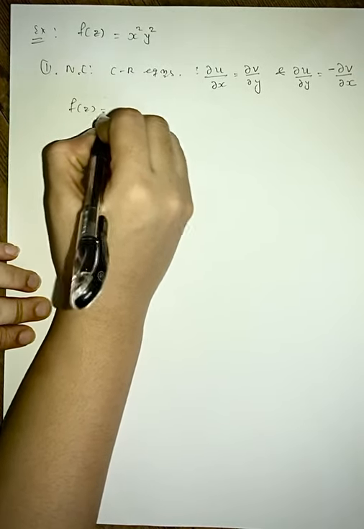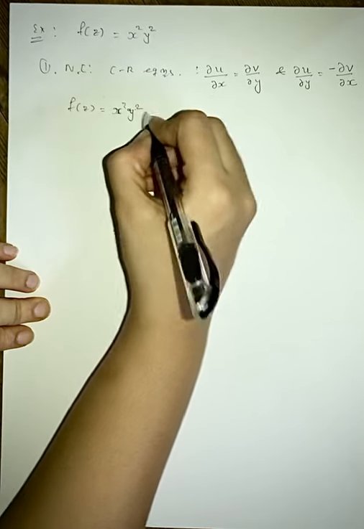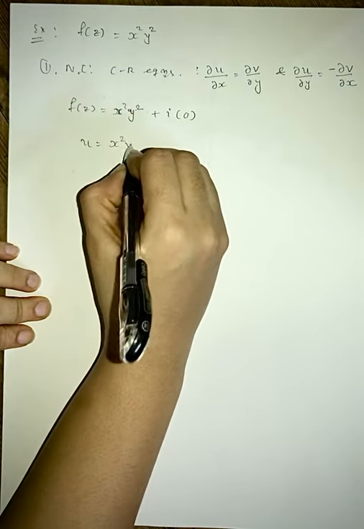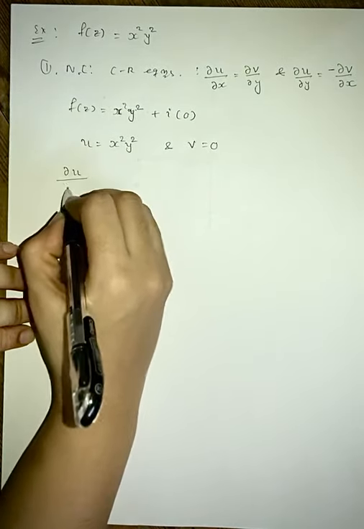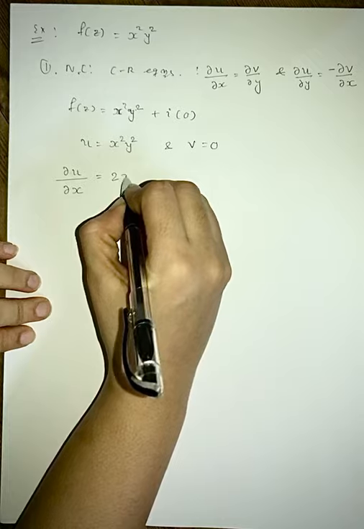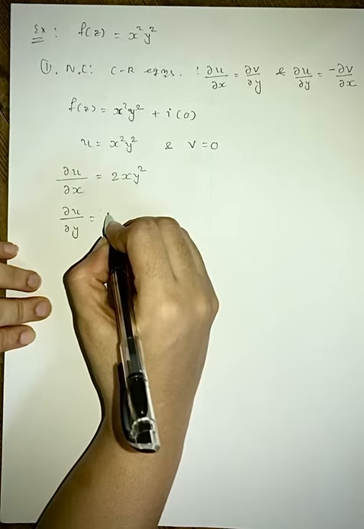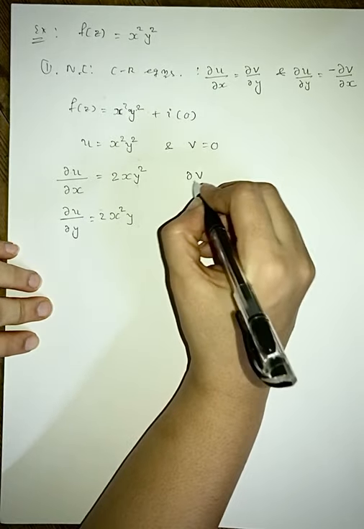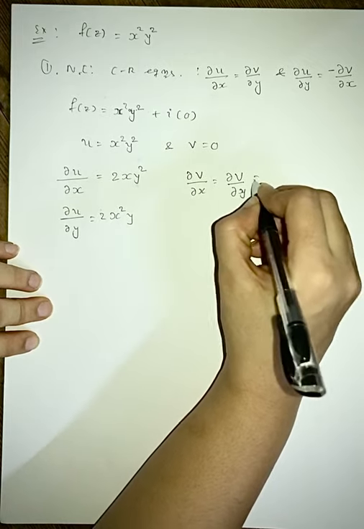Here our f of z is equal to x square into y square, but there is no iota containing term, so again I can write it like this, and so my u is x square into y square and v is equal to 0. We can immediately find the derivative of u with respect to x as 2x into y square, and del u by del y is equal to x square into 2y, and there is nothing so difficult in here. Both these derivatives are 0.